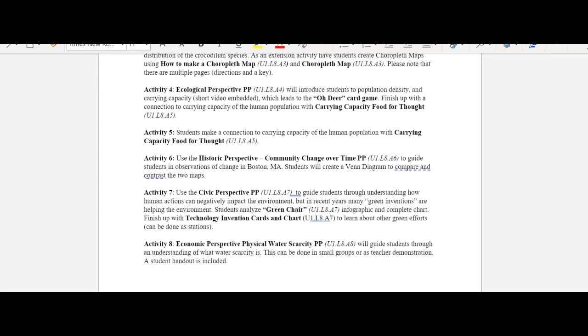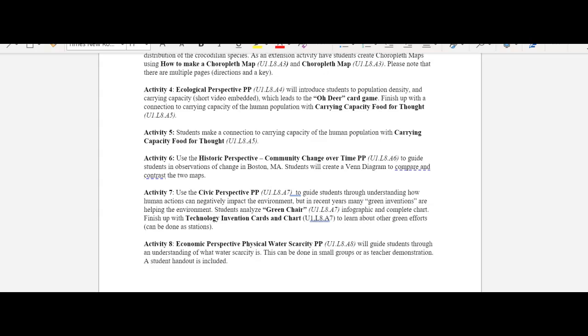And then in activity 7, the civic perspective, this PowerPoint is going to guide you through understanding how human actions can impact the environment, both positively and negatively. We often hear of the negative and not as much of the positive, so we're going to kind of look at the positive side here, and that is looking at some green inventions. So 2 different activities built into one.